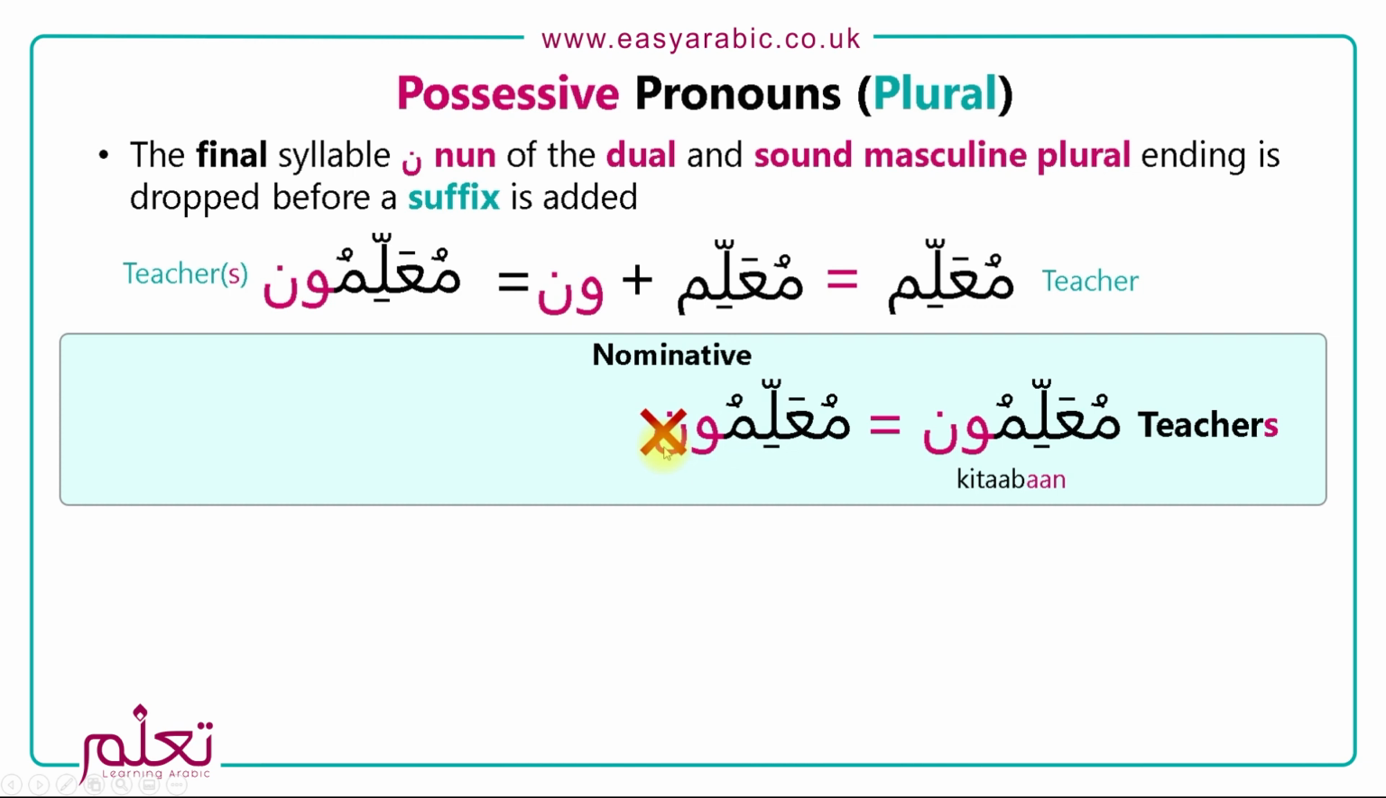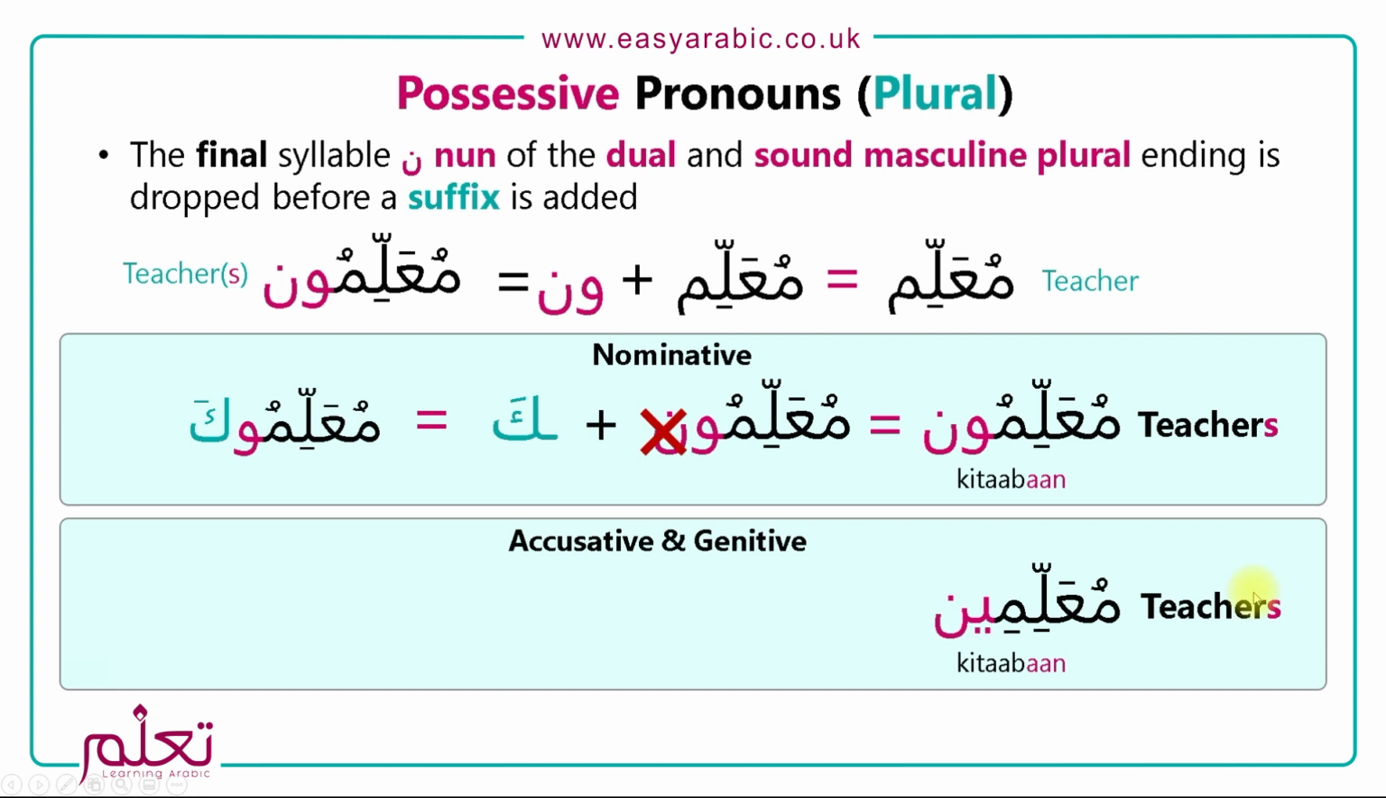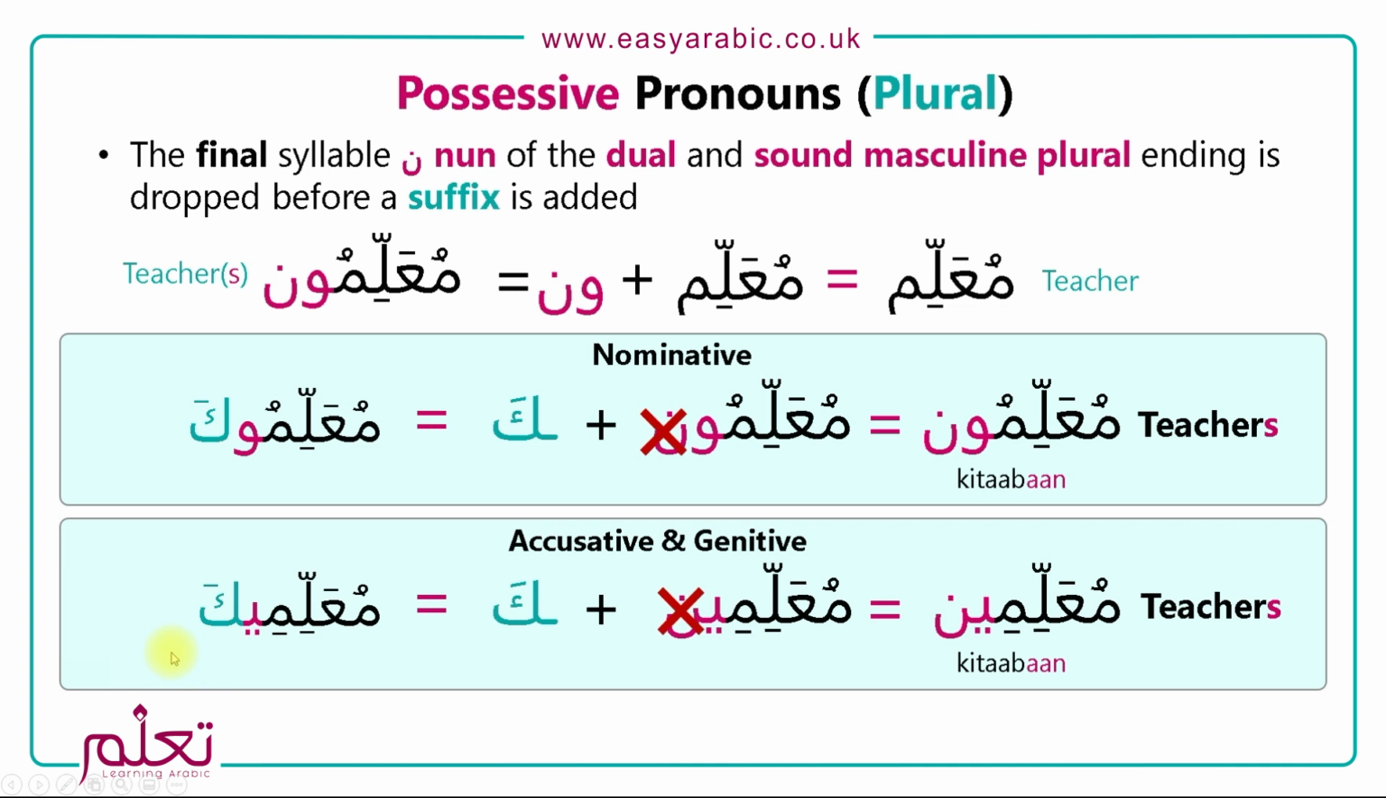And then we remove the noon, and then we add the ka. So it becomes mu'allimuka, which is your teachers. Okay. Then we have mu'allimain, which is accusative genitive, the ya-noon. Same thing here. We will remove the noon, and now the ka becomes mu'allimika. Okay? So that is a rule for possessive dual and plural nouns to remember.